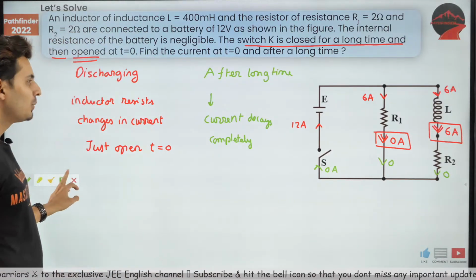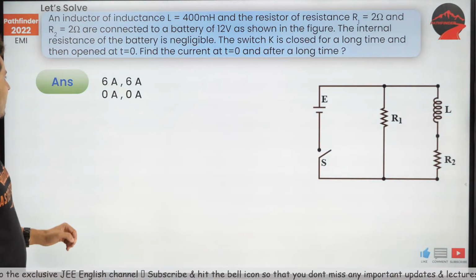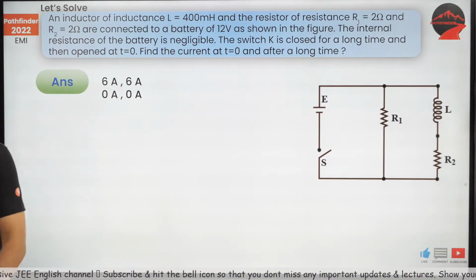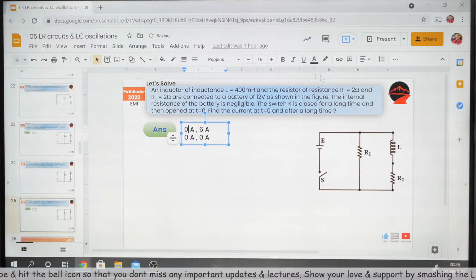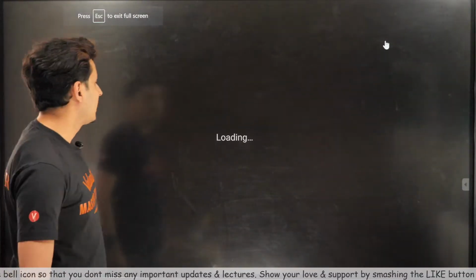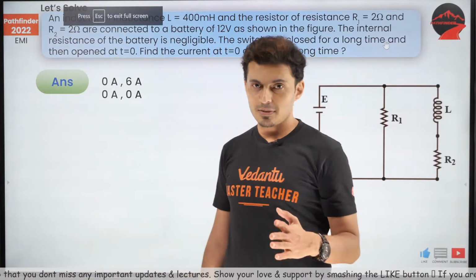So that's the answer. Beautiful question, guys. Okay. Well, I think this answer should have been 6. This had to be 0. So I'll just change it over here. Okay, cool. Great. So that's the answer.